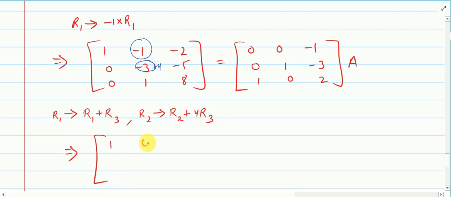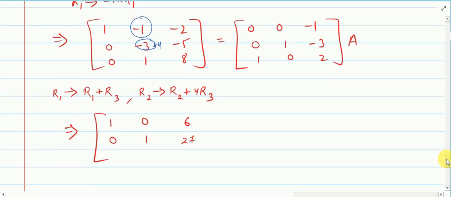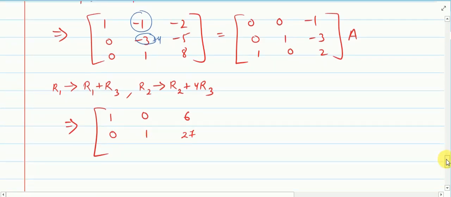So we will get 1, 0, and here you will get 6, and here 0, 1, and 8 4s are 32. So -5 plus 32 will be 27. Okay. And here simply 0, 1, 8.